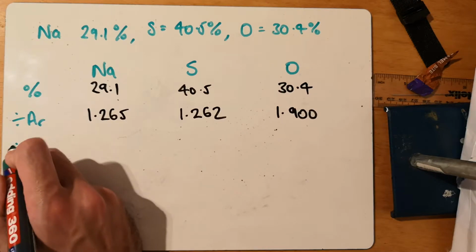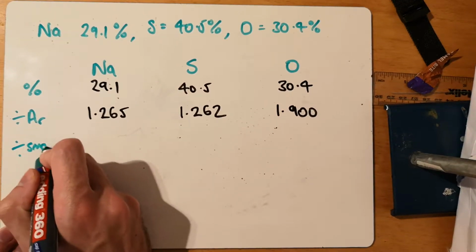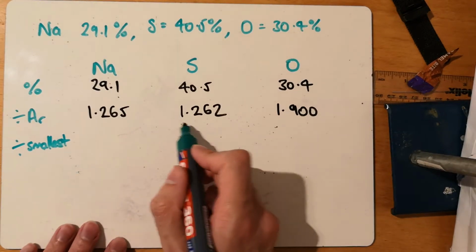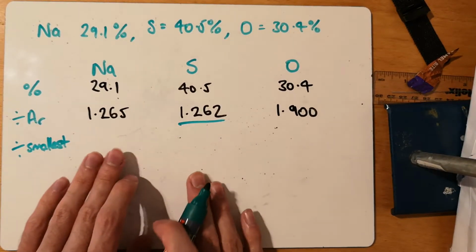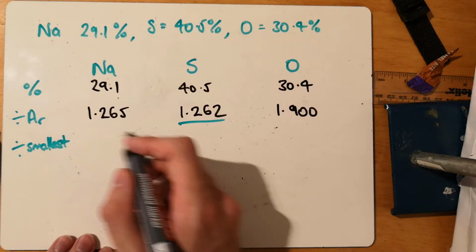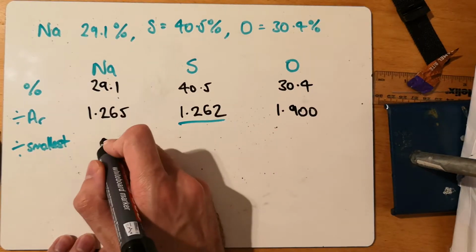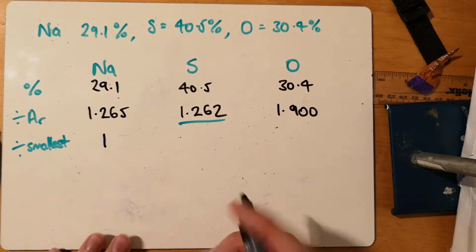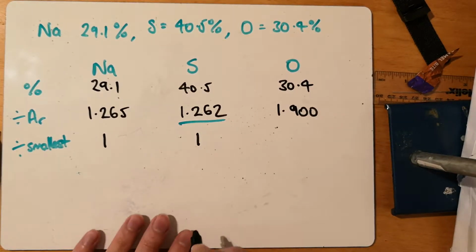So the next step is to divide each of them by the smallest. Make sure I spell smallest right. So once again, my sulfur's just my smallest. So my sodium divided by 1.262 is going to be so close to 1, I'm just going to call it 1. I'm going to round that down. That's definitely going to be 1.